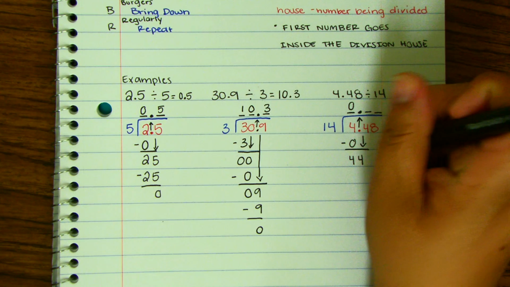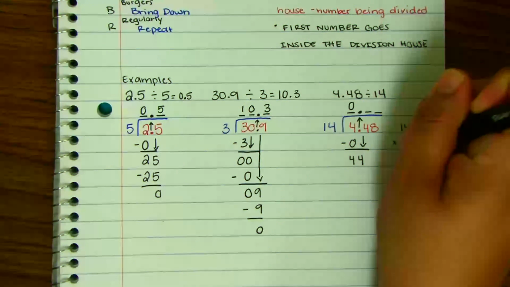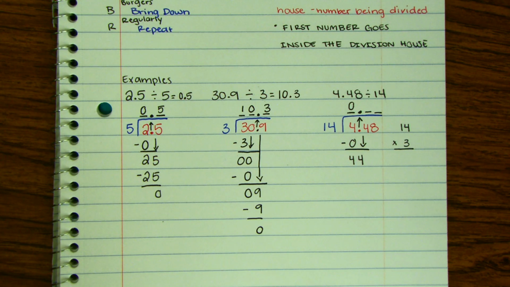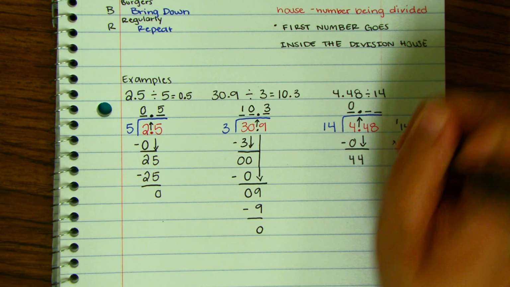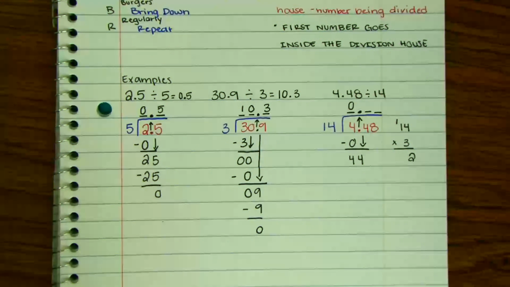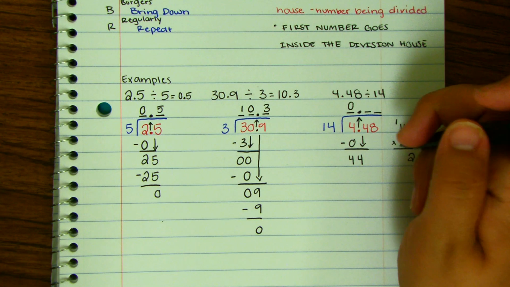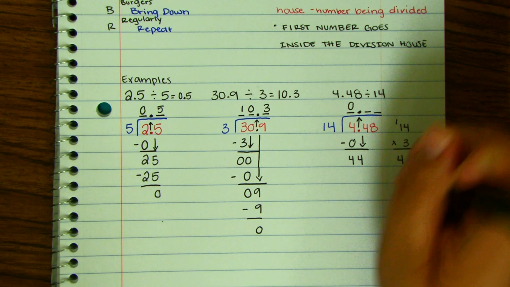And I'm going to say it's 3. So I'm going to guess it's 3. And I'm going to multiply. 3 times 4 is 12. And because 12 has 2 digits, I carry the 1. 3 times 1 is 3. Plus 1 is 4. And now I've reached 42.